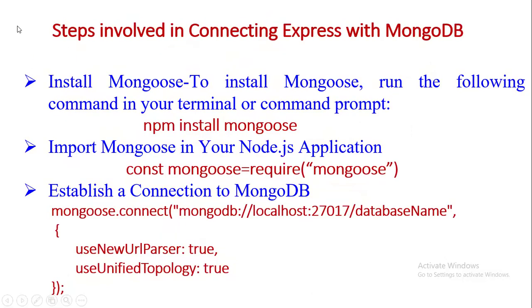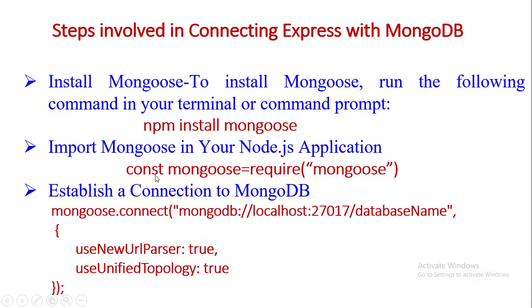Next, we are going to see the steps involved in connecting Express with MongoDB. Before using Express and MongoDB, we need to install the third-party modules Express and also Mongoose. For that, we are going to use the npm command. The npm command is used to install the Mongoose API, that is a data modeling API or library.